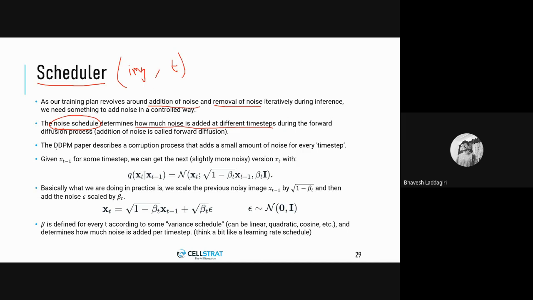DDPM adds a small amount of noise at every time step. So for any given time step t-1, let's say you are at time step 30 and you want to get a slightly more noised version at 31, so xt. The way we are going to do it is to use this particular term as our mean in the normal distribution, and this particular term as our variance.